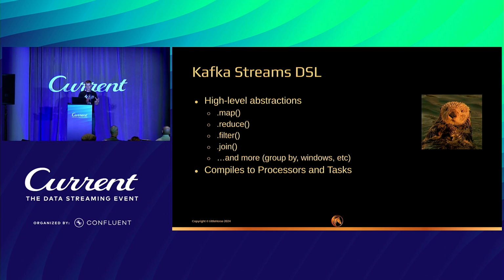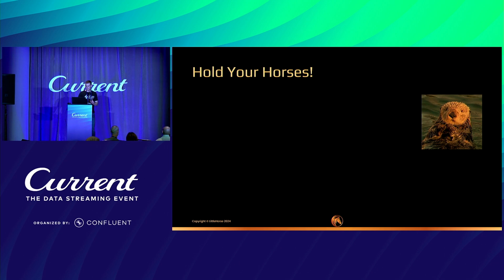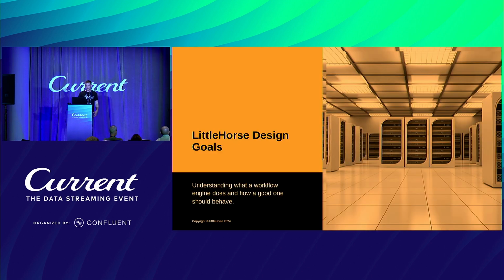And under the hood, the Kafka Streams DSL compiles to a bunch of processors. We only have 45 minutes, so we're not going to go over the entire DSL. So hold your horses. We're going to get to changelog topics and standby replicas and also interactive queries as we explain how LittleHorse works. But now let's talk about what LittleHorse is. And that's going to give you some of the design goals that motivated the decision to use Kafka Streams as the backing store for LittleHorse.